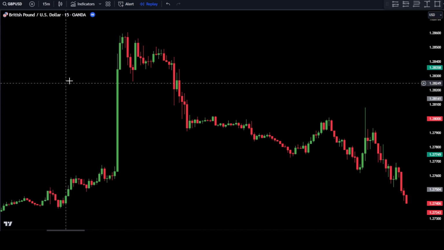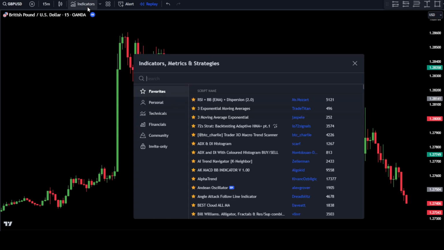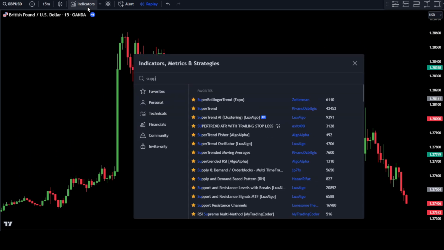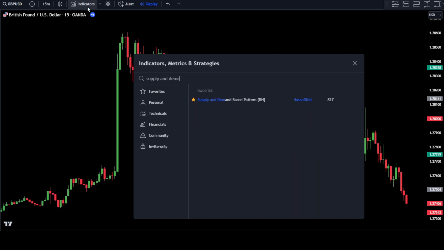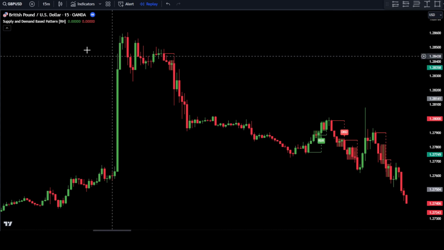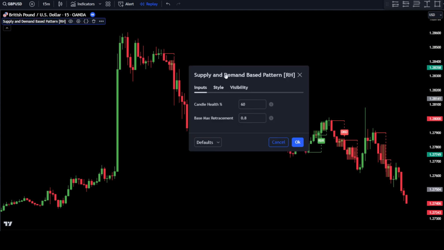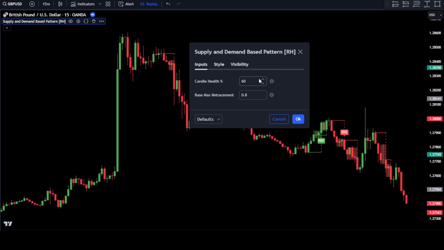After that, go to the Indicator Search tab. In the Indicator Search tab, type Supply and Demand Based Pattern. Then just select Supply and Demand Based Pattern by Hassan Rafat. After that, make a few adjustments to this indicator. In the Input tab, change the number on candle health percent to 24. Then also change the number on base max retracement to 1. Once done, click OK to confirm the changes.